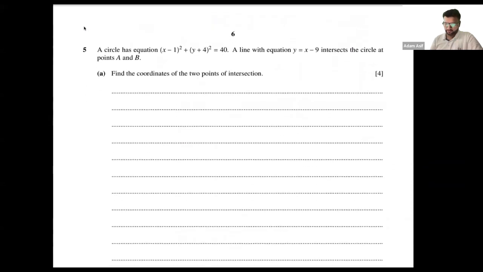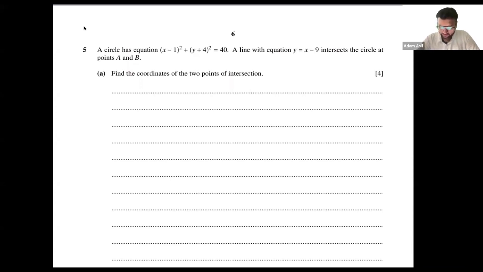Question number 5. A circle has equation x minus 1 the whole thing square plus y plus 4 the whole thing square equals to 40. A line with the equation y equals to x minus 9 intersects the circle at the points A and B. Find the coordinates of the 2 points of intersection. We have the equation of a circle, we have the equation of the line, and we need to find the point of intersection. 4 marks question.